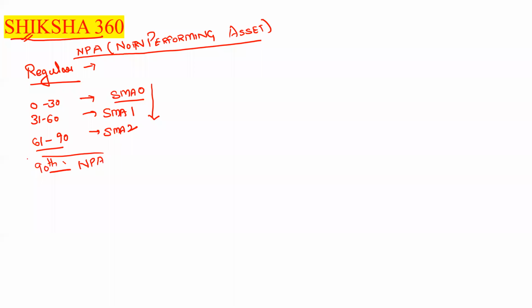After the account becomes NPA, it goes into the substandard asset. Here it was a standard asset, and it goes into the substandard asset.